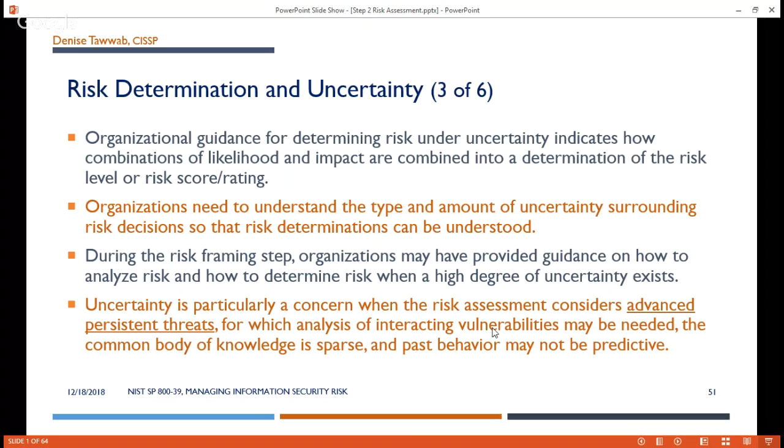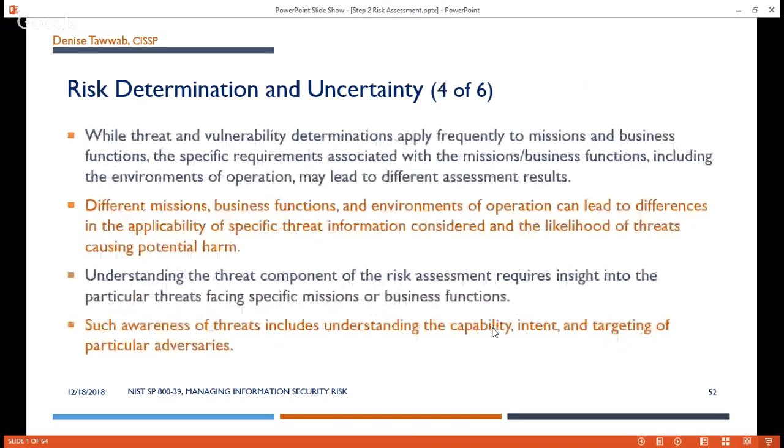Uncertainty is particularly a concern when the risk assessment considers advanced persistent threats, for which analysis of interacting vulnerabilities may be needed, the common body of knowledge is sparse, and past behavior may not be predictive. While threat and vulnerability determinations apply frequently to missions and business functions, the specific requirements associated with the mission business functions, including the environments of operation, may lead to different assessment results.